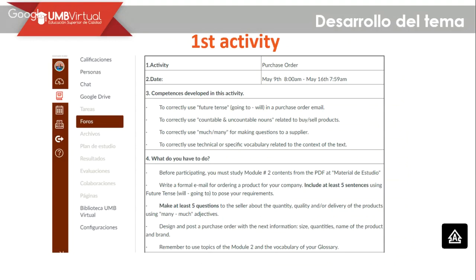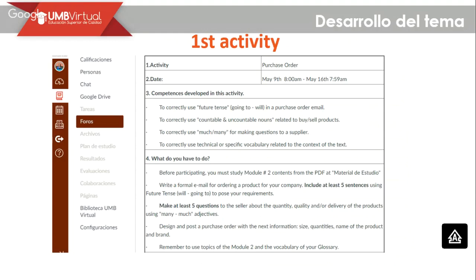What do you have to do? So, according to those topics, before participating, you must study Model 2 content from the PDF and material de estudio. Recordemos que todos esos temas gramaticales ustedes los pueden encontrar en el material de estudio que está cargado allí en un formato PDF, para que vuelvan a repasar toda la información. Write a formal email for ordering a product for your company. Include at least 5 sentences. Entonces recordemos que la cantidad mínima de oraciones en este caso, how many sentences are you going to write?